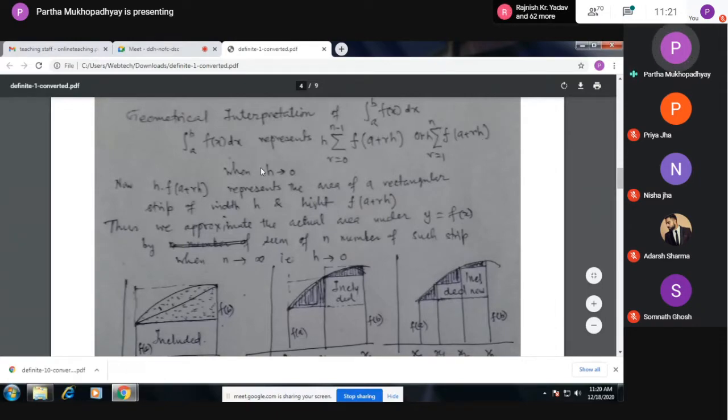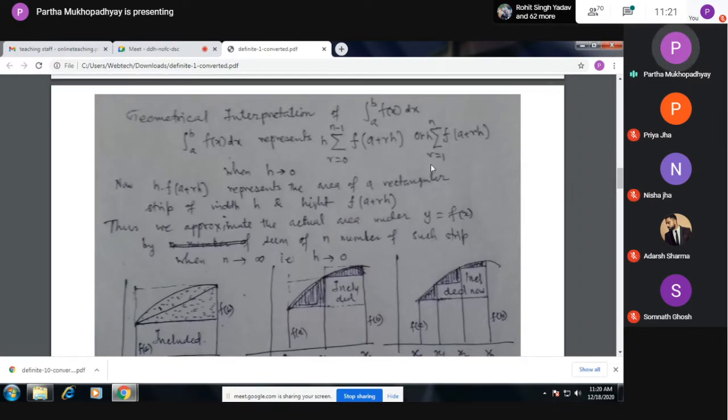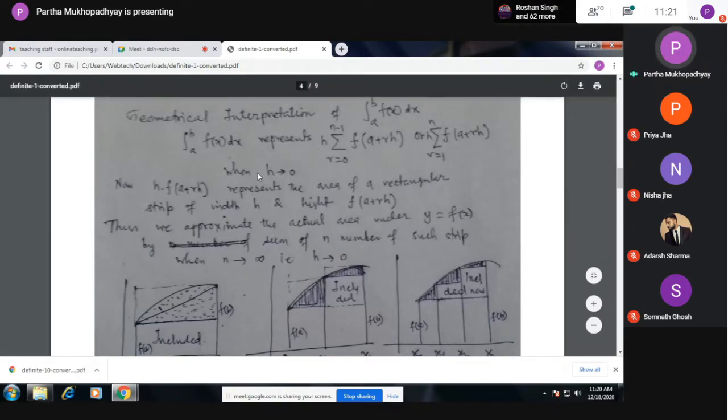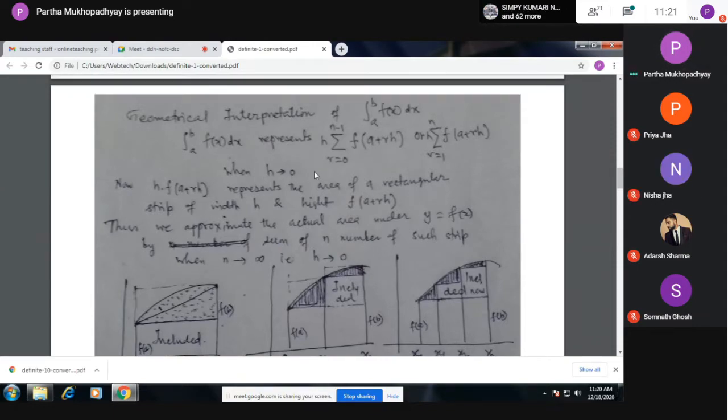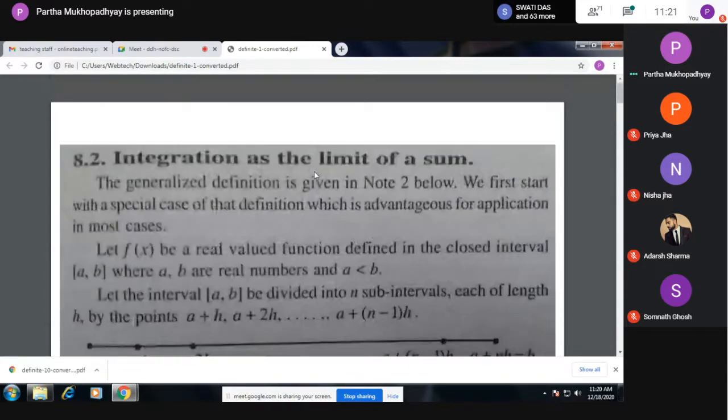And now we're taking a limit. Which limit? h is tending to zero. As n will be larger and larger, h will be smaller and smaller. Obviously, this is common sense. So h will be tending to zero. That is why it is called, what was the heading? Integration as a limit of sum. So that is the limit of sum. So this limit is h tending to zero. So this is the explanation behind this concept of limit of a sum.